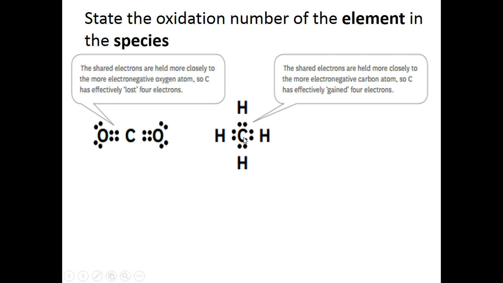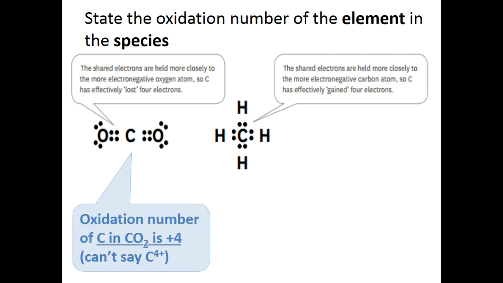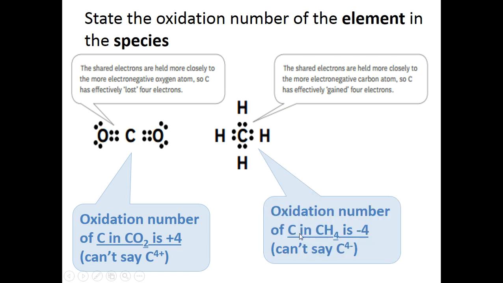Whereas in methane, carbon is more electronegative, so has really got more than its fair share of the bonding electrons from the hydrogen, so it has effectively gained 4 electrons, 1 from each hydrogen. So the oxidation number of carbon in the species carbon dioxide is +4, and the oxidation number of carbon in the methane species is -4. And note we can't refer to a C4+ ion or a C4- ion because such a thing doesn't exist.